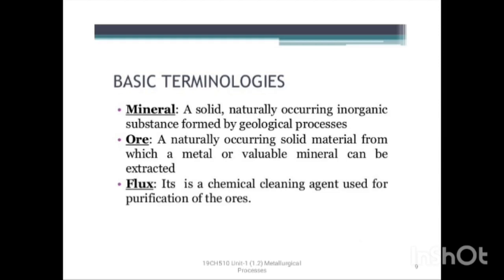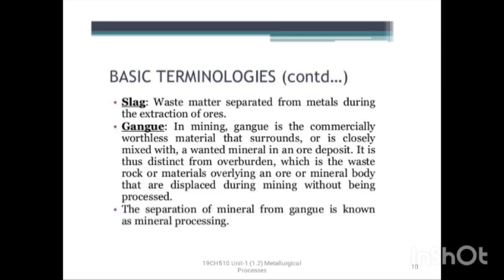Then what do you mean by an ore? A naturally occurring solid material from which a metal or valuable mineral can be extracted is called an ore. And what do you mean by flux? It is a chemical cleaning agent used for purification of the ores. And what do you mean by slag? Slag is nothing but the waste matter separated from metals during the extraction process.